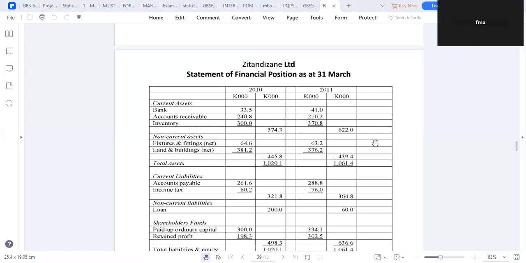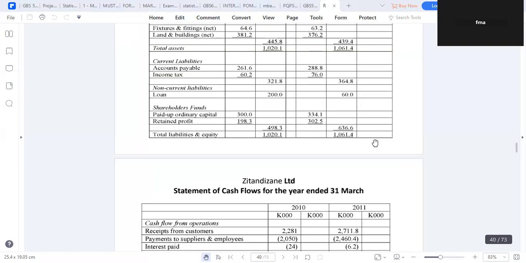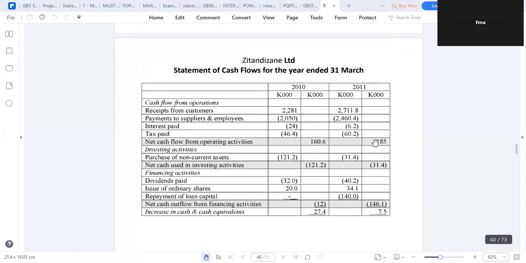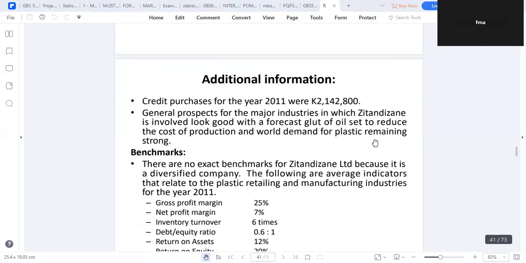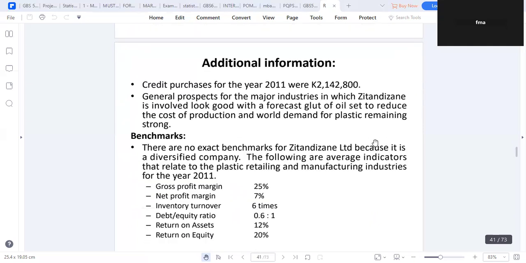So we're asked to analyze and make a report. This is our cash flow statement. The additional information we have is that purchases for the year were 2 million, and the general prospects for the major industries in which Zeni is involved look good, with the oil forecast set to reduce the cost of production and the world demand for plastic remaining strong.